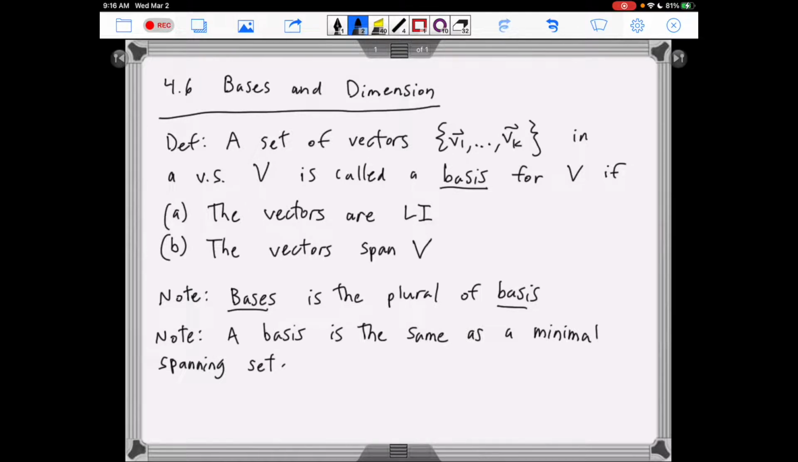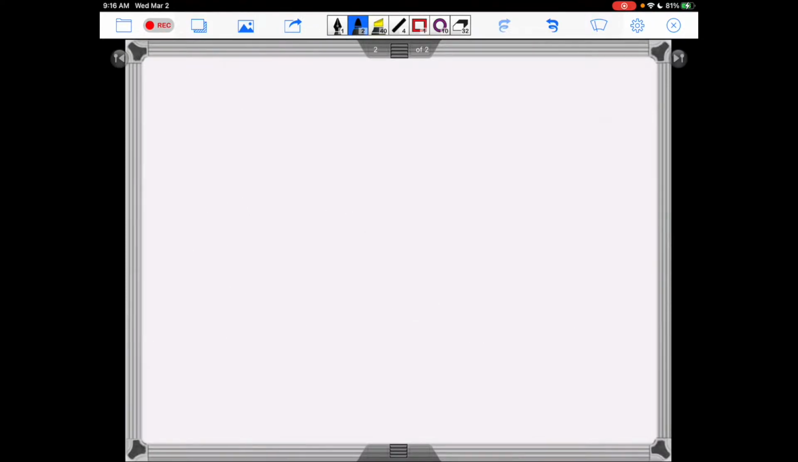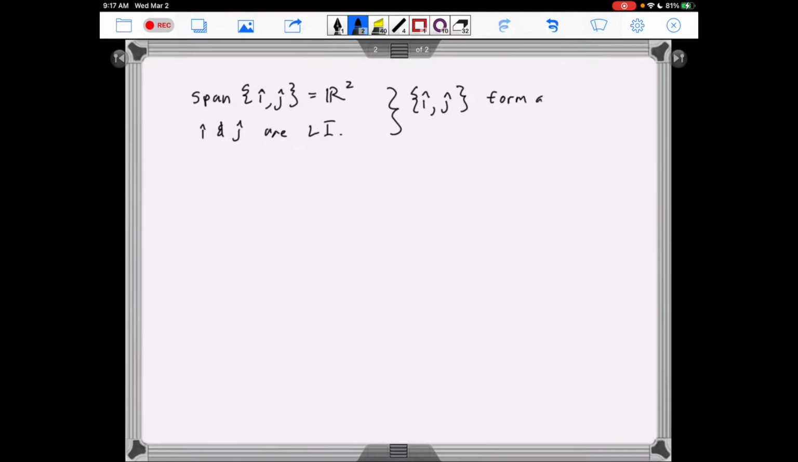Okay, so let's talk about the primary example here for Rn, because Rn is what we always look at. So we know that the span of i and j gives us all of R2, right? Also, i and j are linearly independent. And so what does that mean? This means that i and j form a basis for R2.